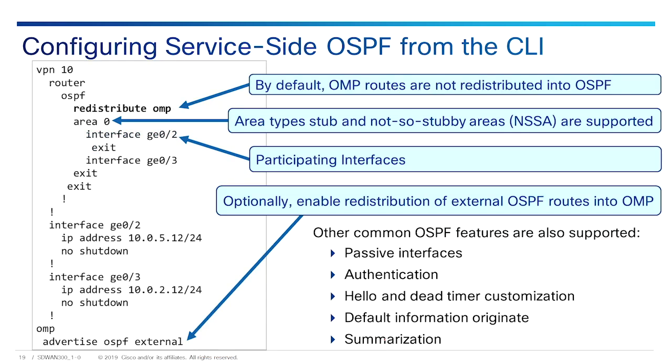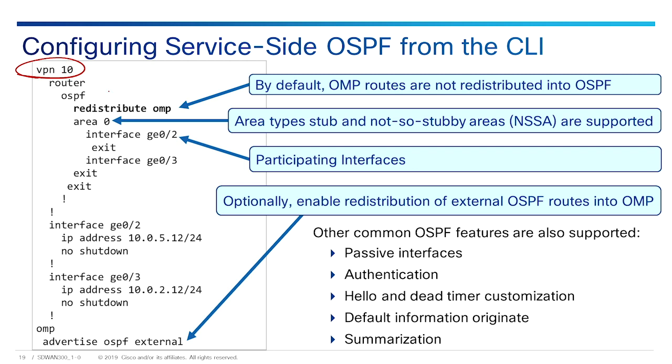Okay, and then once you do this, when you push this to the router, you're actually going to see this is the CLI that's going to get configured. All right, and this is pretty straightforward. If you're used to configuring OSPF on a Cisco router, it's the same here. All right, so we're putting it into a VPN, so we know which interfaces to apply it to. Remember, this is service side, so it's not VPN 0 or 512.